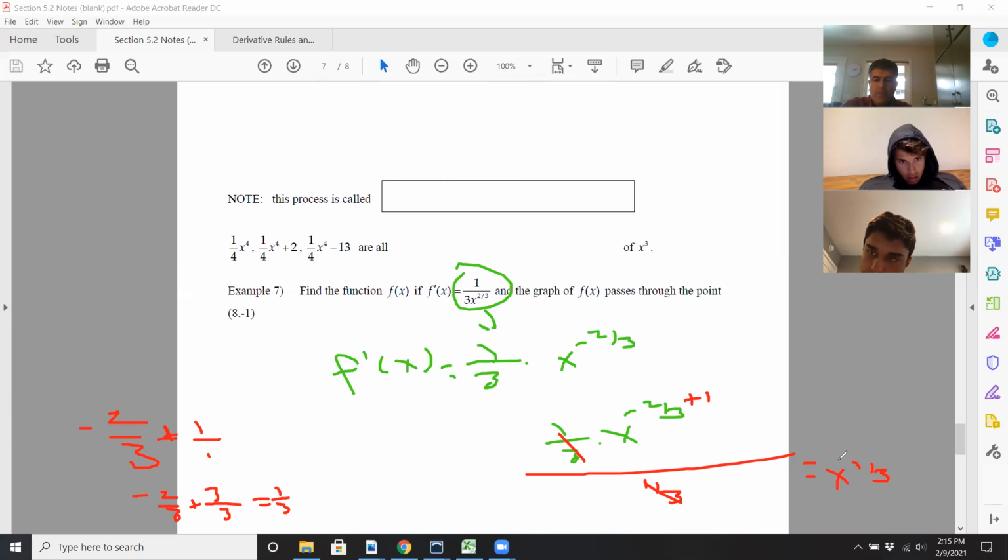So that's why I get x to the 1/3. That's the technique you would do: you add 1 to the exponent and divide by the new exponent. When adding 1 to -2/3, I got 1/3, so I divide both sides by 1/3, and these 1/3s cancel.